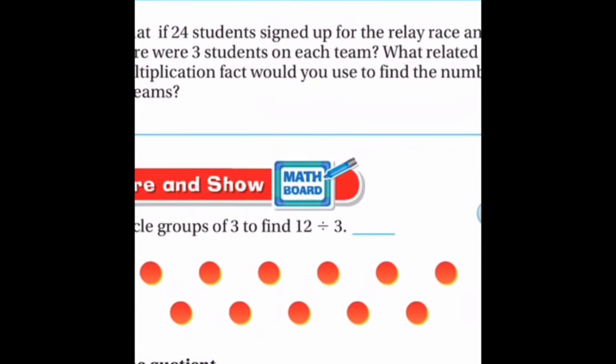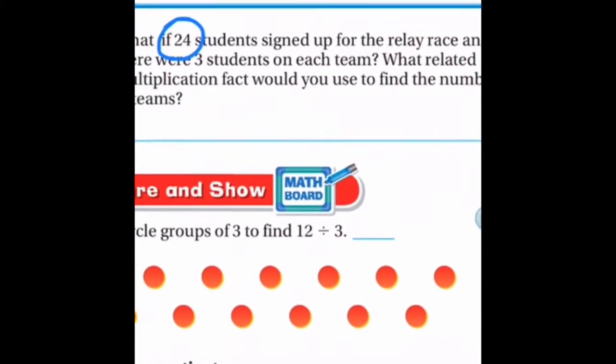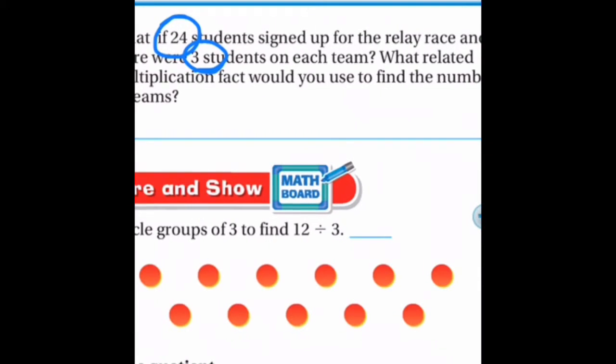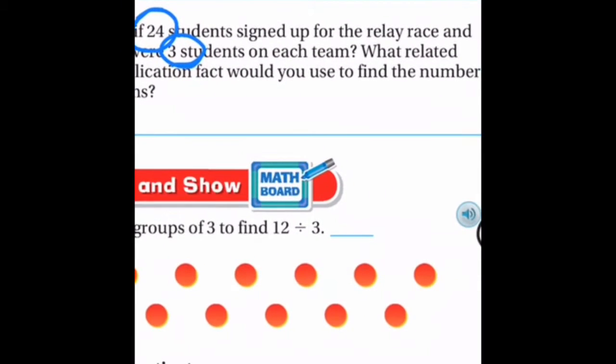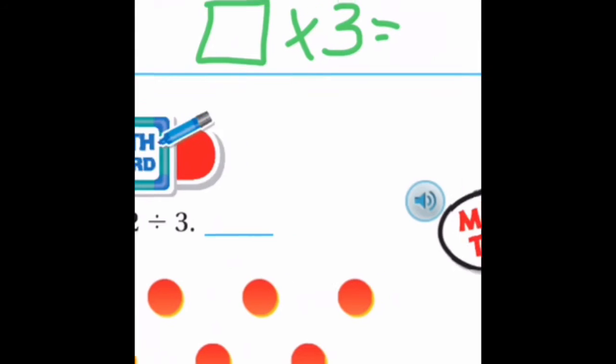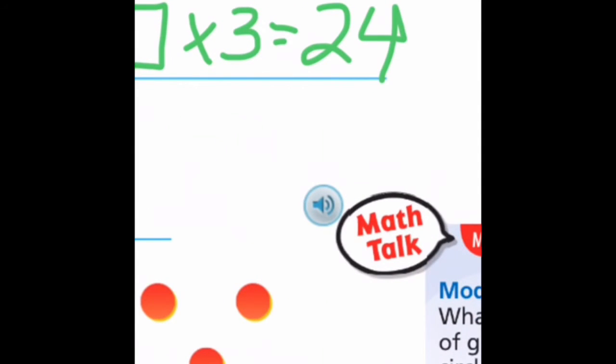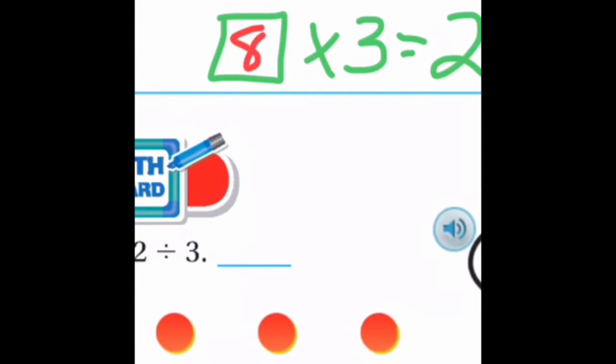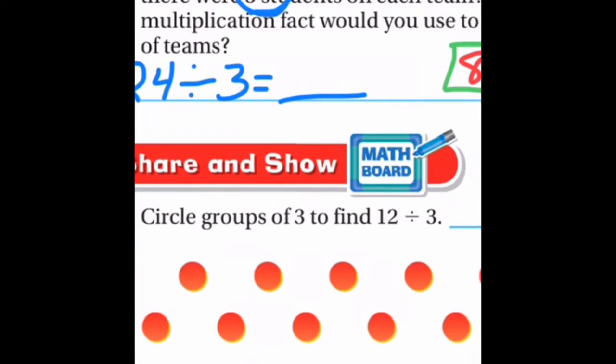So it says, what if 24 students signed up for the relay race team and there were 3 students on each team? What related multiplication fact would you use to find the number of teams? So we're looking to find 24 divided by 3 equals something for the number of teams. The related multiplication fact is going to be something times 3 equals 24. Now, if you know your multiplication facts, you know that 8 times 3 is 24, so 24 divided by 3 is 8.